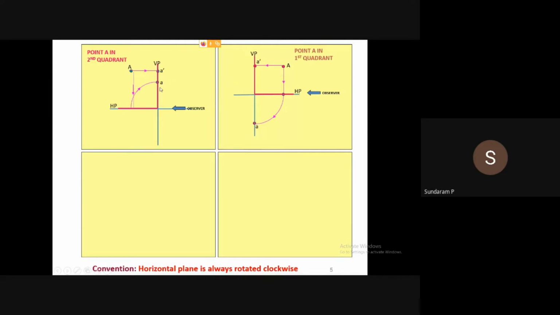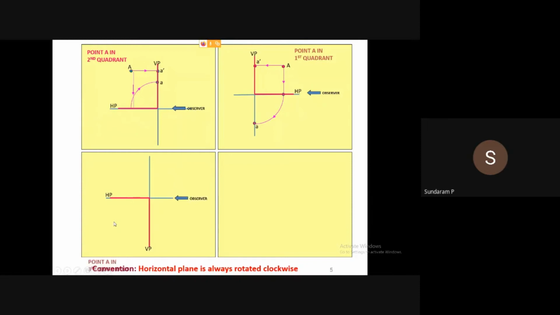So always, a view from above the distance is considered the front view. A view from behind or in front of the distance is considered the top view. Okay, then we go to the third quadrant. In the third quadrant, we judge the location of the point based on the observer's position: below the horizontal plane or below the ground, and behind the vertical plane.